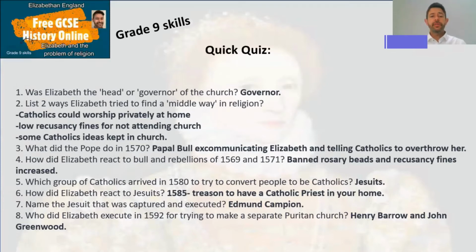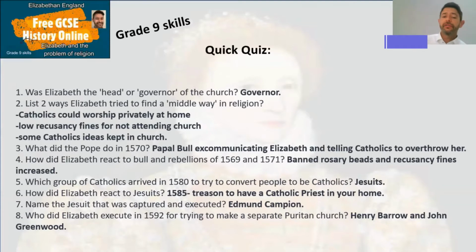So number 3, what did the Pope do in 1570? Well, the papal bull was excommunicating Elizabeth and telling Catholics to overthrow her. Obviously, we'll look at that in the rebellions work and a bit more. So how did Elizabeth react to the bull and rebellions of 1569 and 1571? Well, as the Catholics started to misbehave, she banned rosary beads and increased recusancy fines to ensure they were being loyal. So her middle way is starting to collapse a little bit. And obviously, when you think about rebellions in Mary Queen of Scots, that's part of the importance of them.